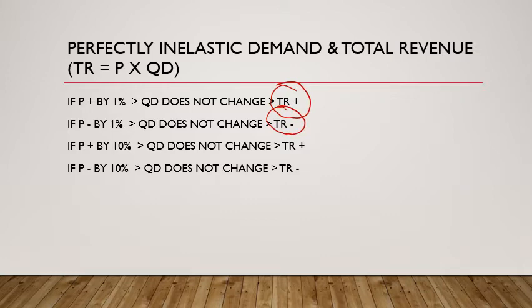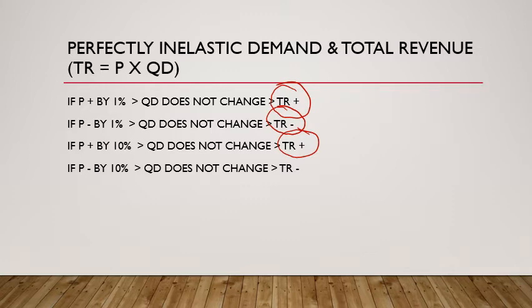If price goes up by 10%, again, QD will not change. There's no reaction by the consumers. What will happen to total revenue? It'll go up. Although QD does not change, price did go up, thus pushing up total revenues.